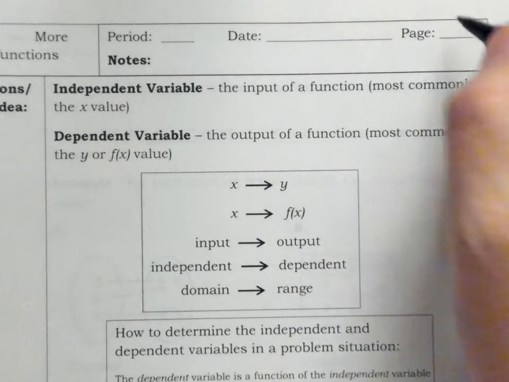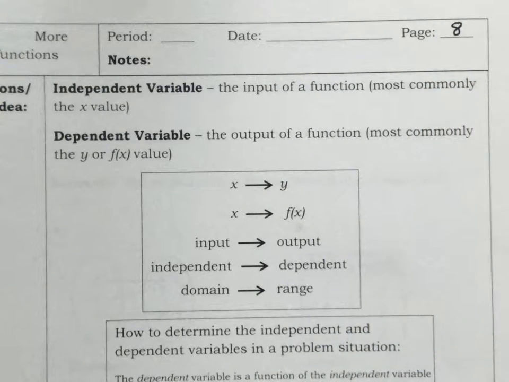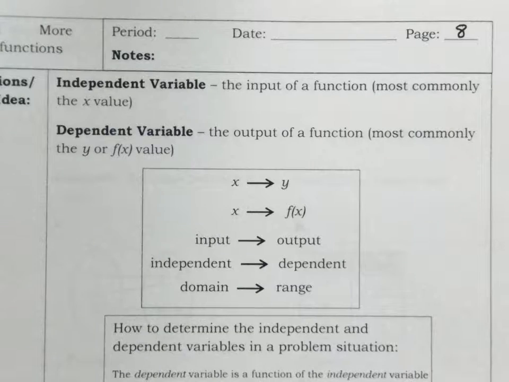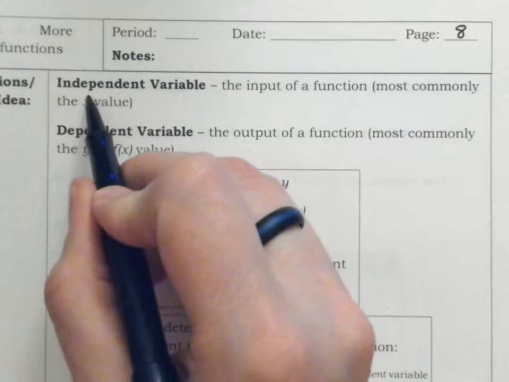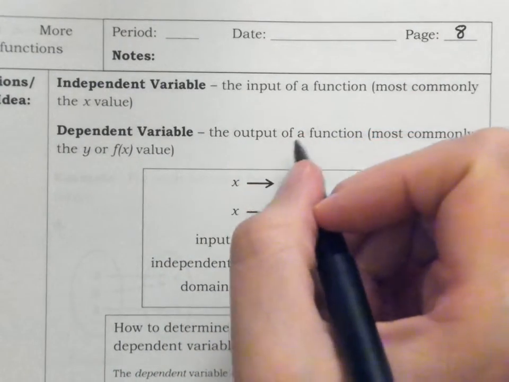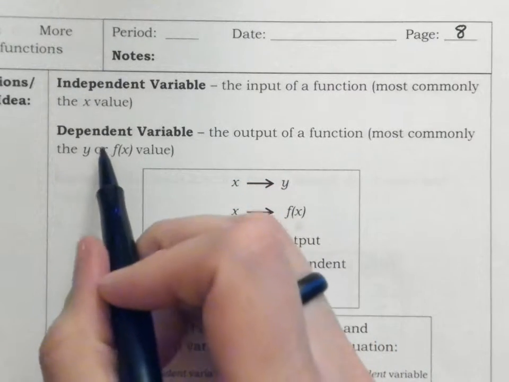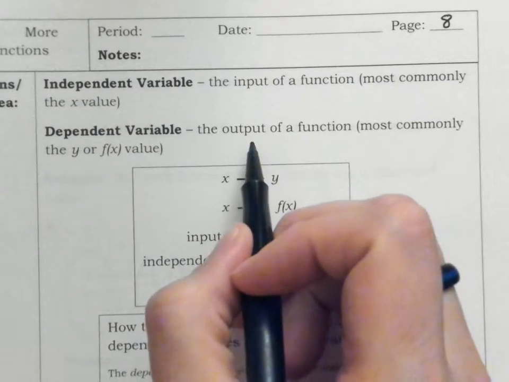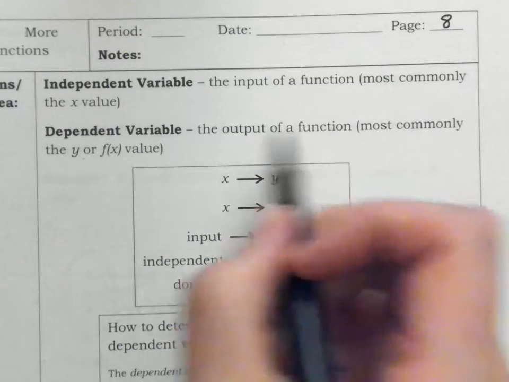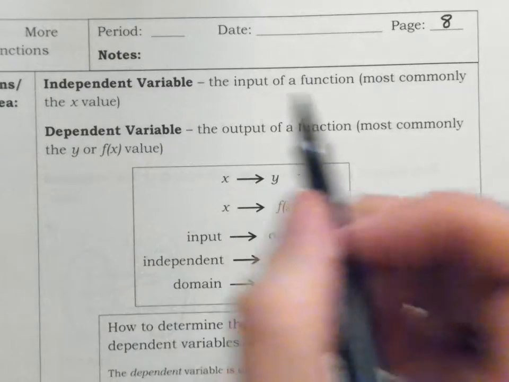Alright, this is page 8 of your notes, and we're going to talk more about functions and different properties or things that we can pull out of functions. So, independent variable is your input of the function, most commonly called your x value. So independent is x. Dependent variable is the output of a function, which is usually your y, and we're going to be talking about f of x as well.